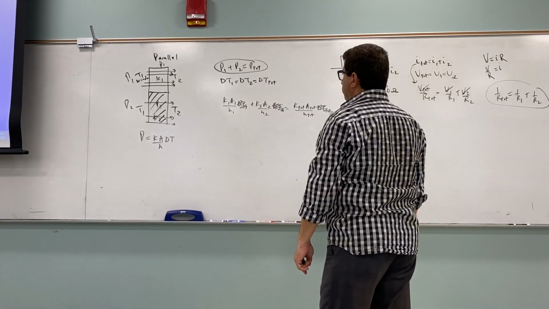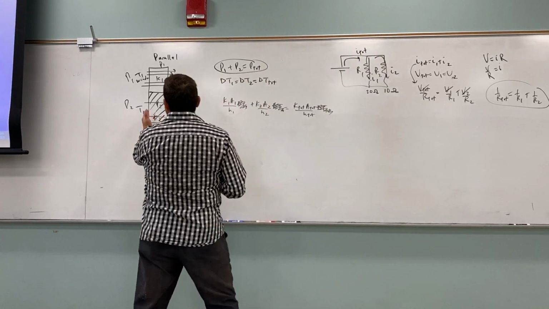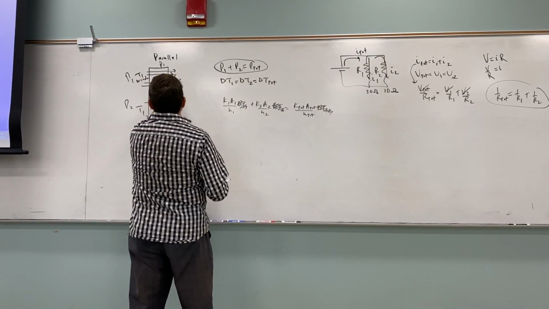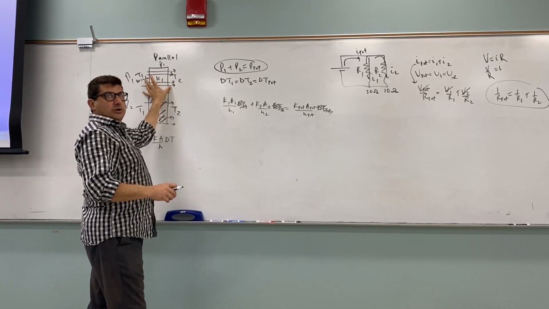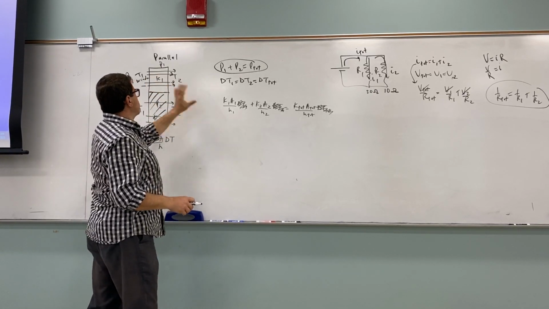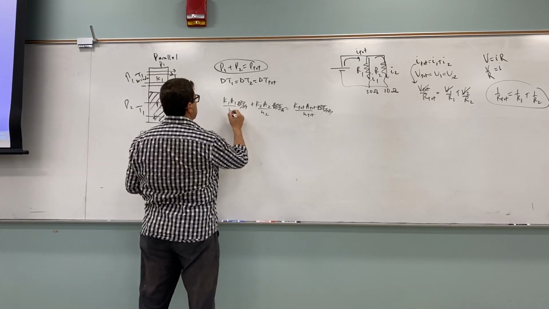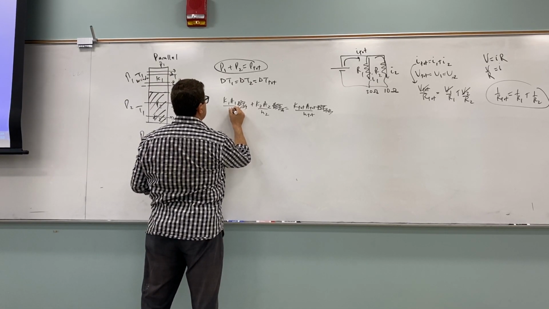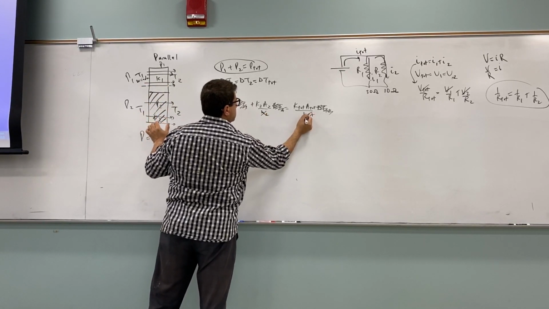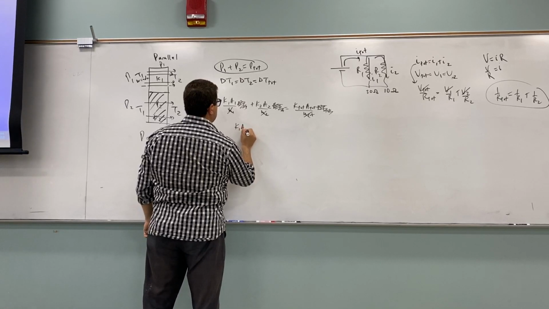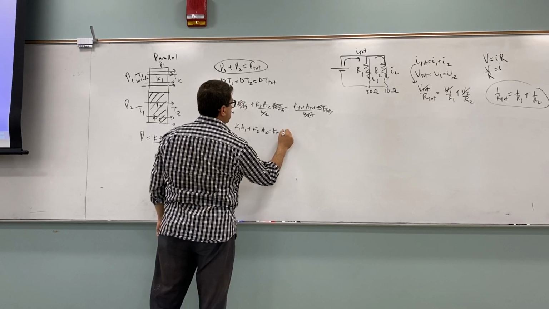And then what else is the same? H1 is the same as H2. It doesn't have to be, like I said, in the case of the window. But let's just say, for example, that H1 and H2 are the same thickness. If they were the same thickness, then H1 would cancel. Then you would get K1A1 plus K2A2 is K total A total.